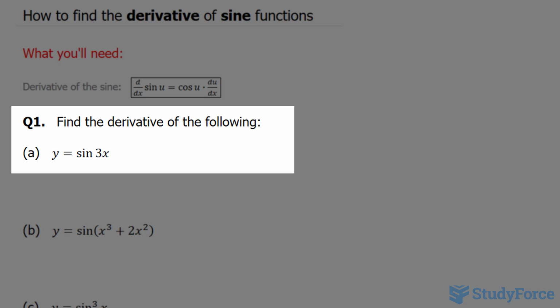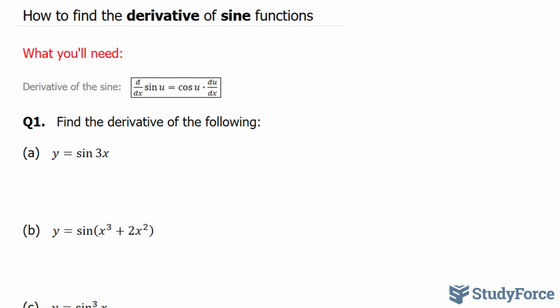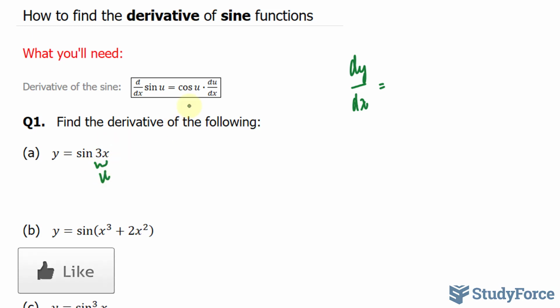With that being said, in question 1, they want us to find the derivative of y equal to sine 3x. We are finding the derivative with respect to x. So starting on the left side, y becomes dy over dx. And on the right side, this part represents my u. And I know that the derivative of sine u is cosine u, or in my case, cosine 3x.